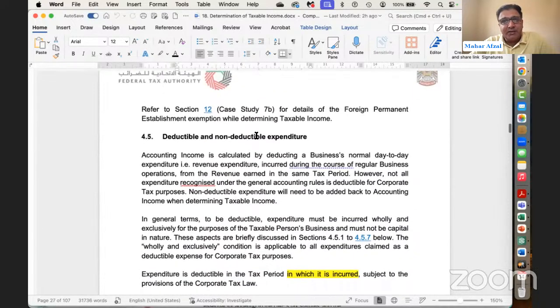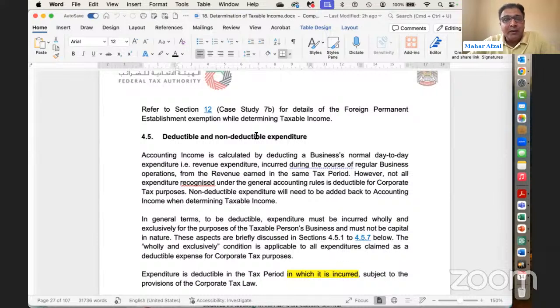Deductible and non-deductible expenses. We know some expenses are deductible and some are not, like interest. If the interest is up to 12 million, you can claim 100%. If it is beyond 12 million, you can claim 12 million or 30% of EBITDA, whichever is higher. If you took a loan before December 2022, I can't remember the exact date, I think it is the 13th or 14th of December, and there are no changes in the terms and conditions of the loan, then you can claim 100% interest.